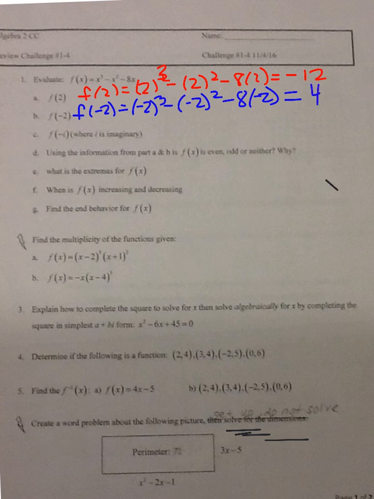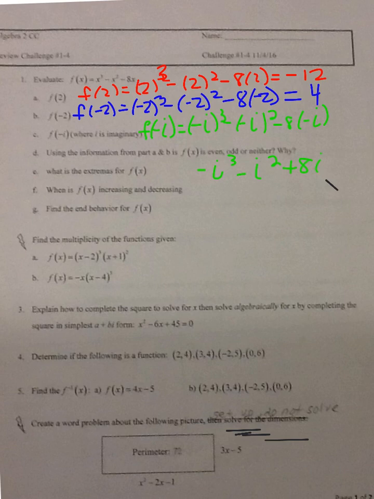All right, f of negative i. So wherever I see an x, I'm going to plug in negative i. So it's negative i cubed minus negative i squared minus 8 times negative i. All right, so negative i cubed is negative i cubed, minus negative i squared is i squared, and negative 8 times negative i is positive 8i.